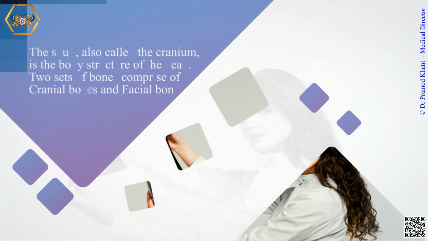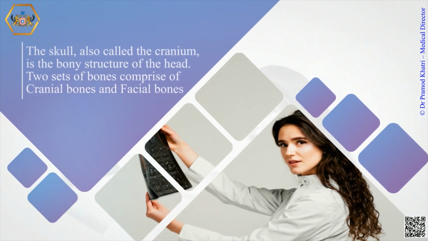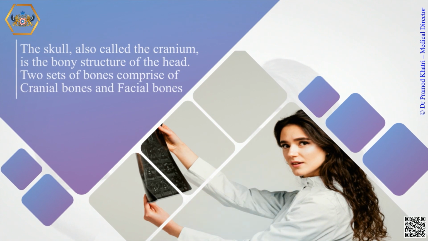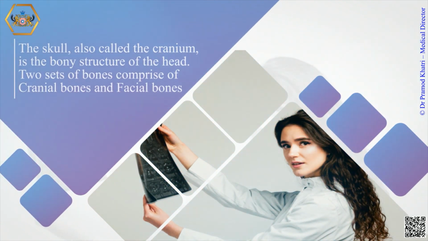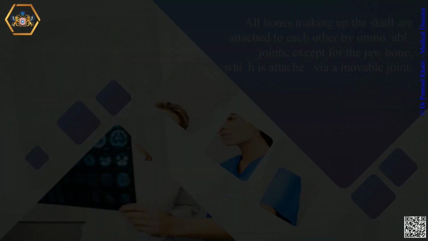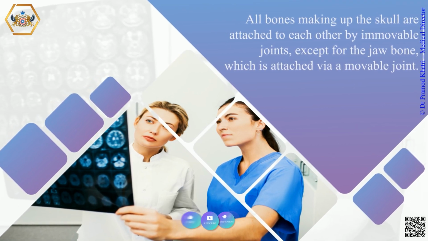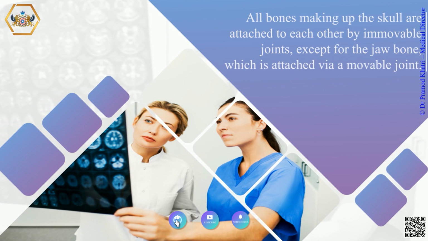The skull, also called the cranium, is the bony structure of the head. Two sets of bones comprise it: cranial bones and facial bones. All bones making up the skull are attached to each other by immovable joints, except for the jawbone, which is attached by a movable joint.